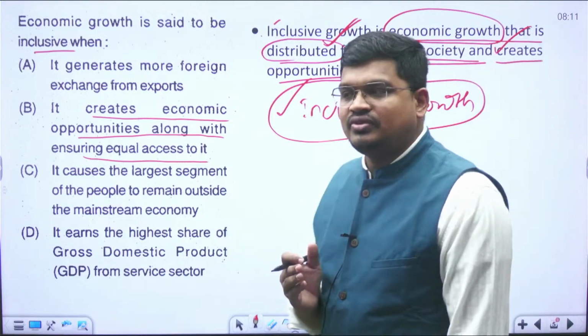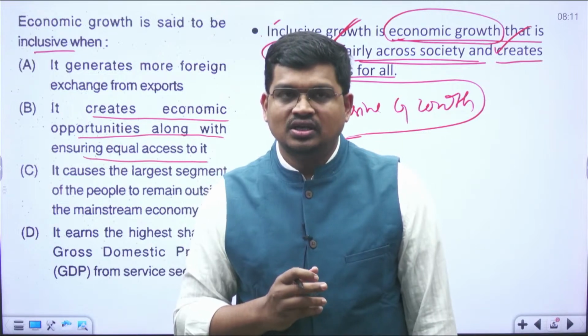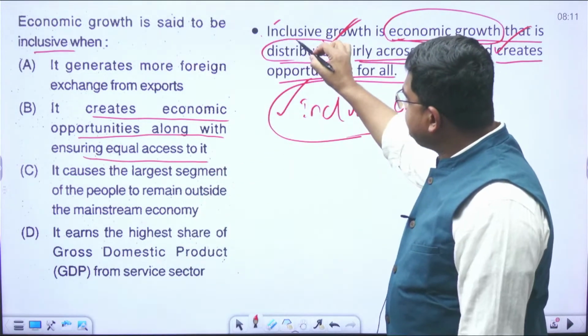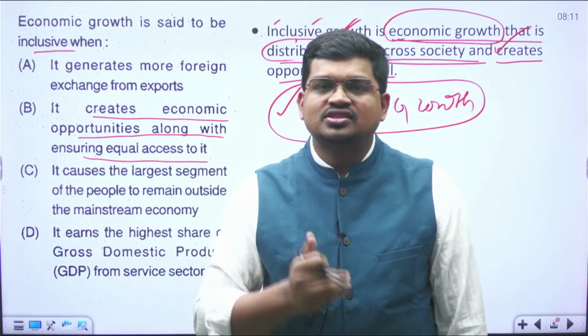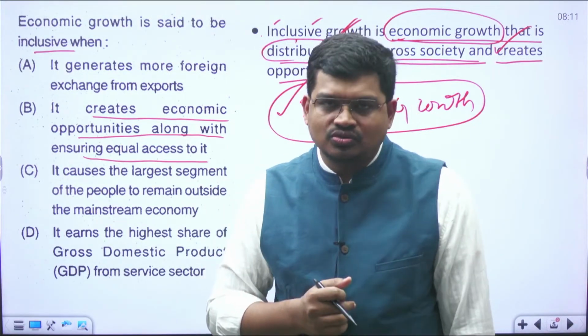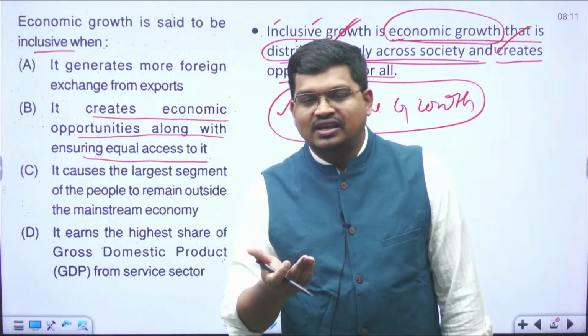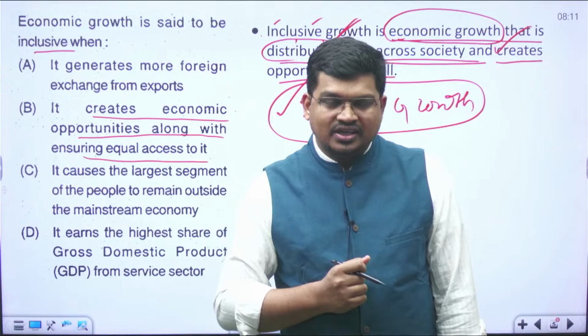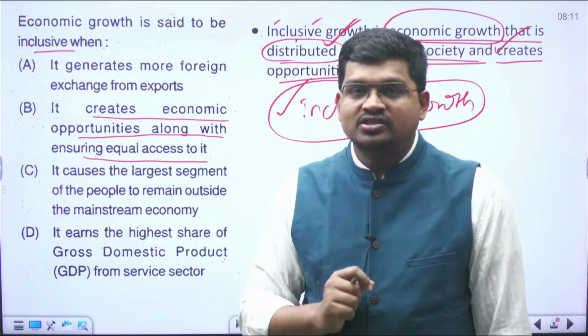Two aspects of inclusive growth are there. The first aspect is distribution, how the government is distributing. Government is distributing through what? Through, let's say, taxation policy and different welfare schemes. So one aspect is the distribution.